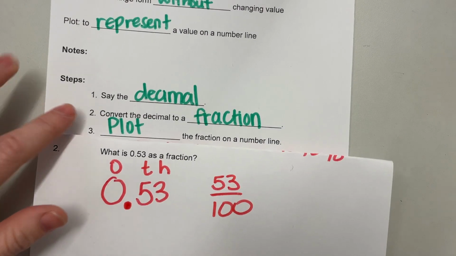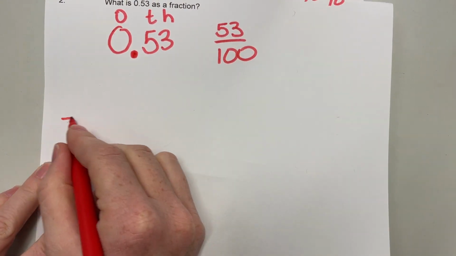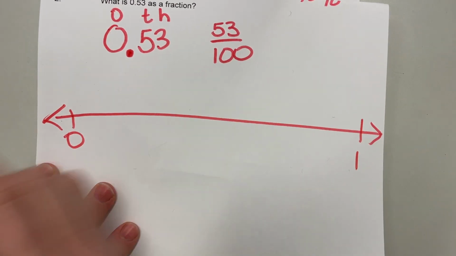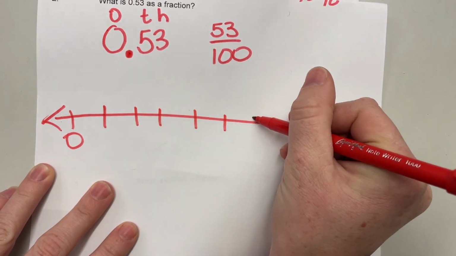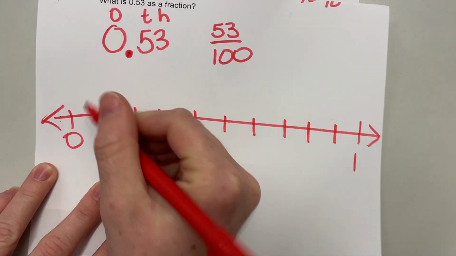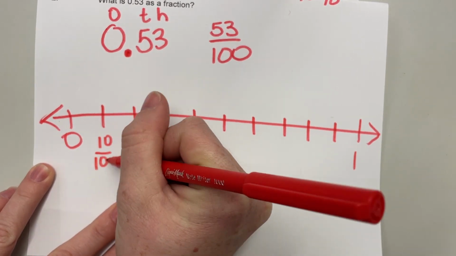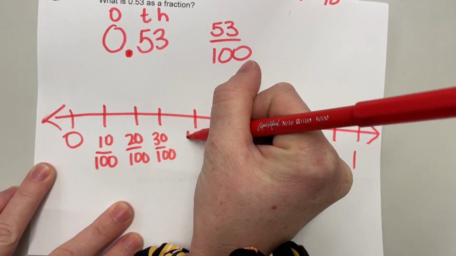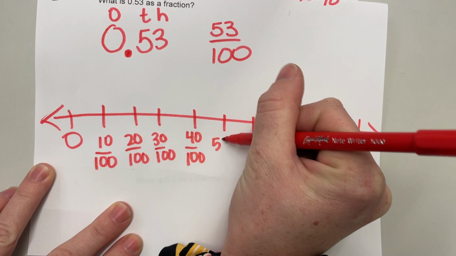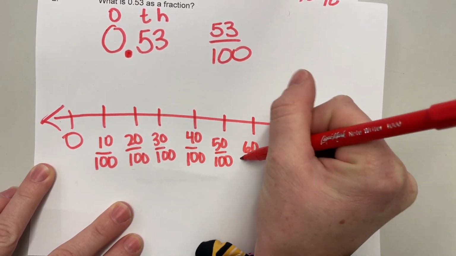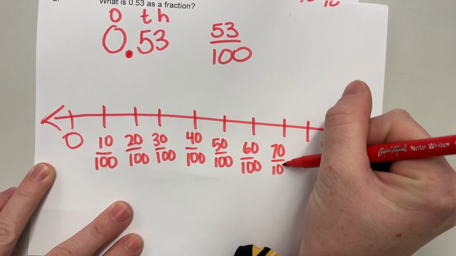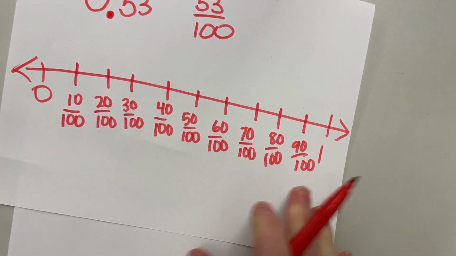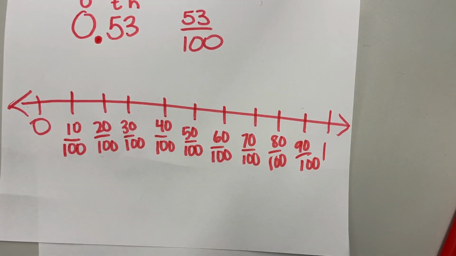So now I'm going to write that as a fraction, 53/100, and now it says to plot that fraction on a number line. 0 to 1 whole. 1, 2, 3, 4, 5, 6, 7, 8, 9. So this would be 10/100, 20/100, 30/100, 40/100, 50/100, 60/100, 70/100, 80/100, 90/100. Notice I didn't count by ones. I would be here all day and this video would be way too long.